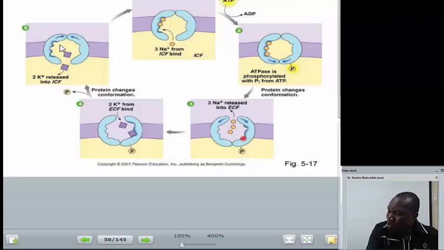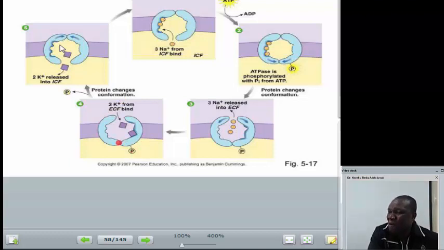Now, because of the presence of this inorganic phosphate, the particle undergoes a conformational change and the sodium is released, because this particle conformation does not love sodium, literally. The affinity of this conformation for sodium decreases, so the sodium is released. Now, this conformation is rather potassium loving. So potassium will then bind to the particle in this conformation.